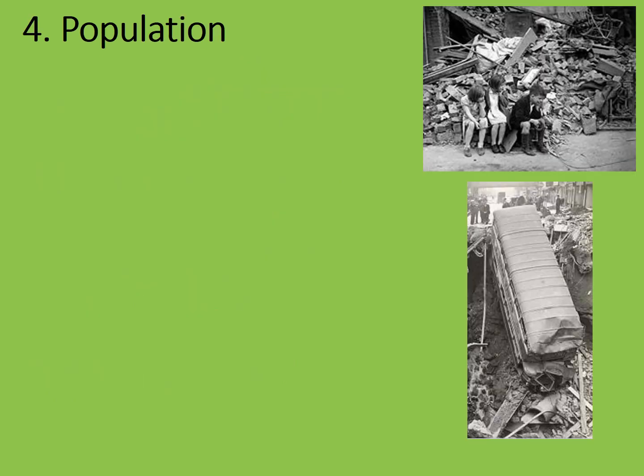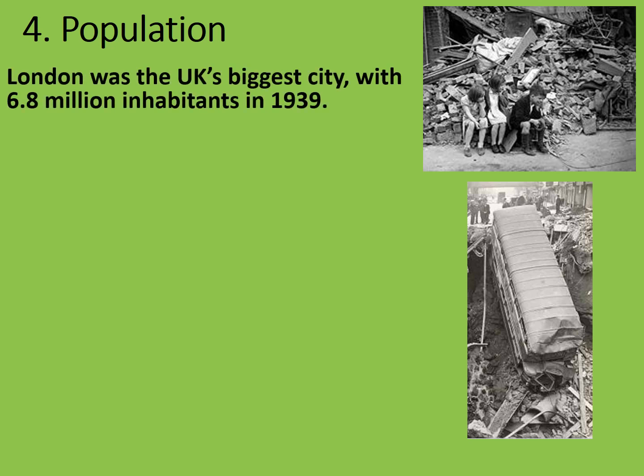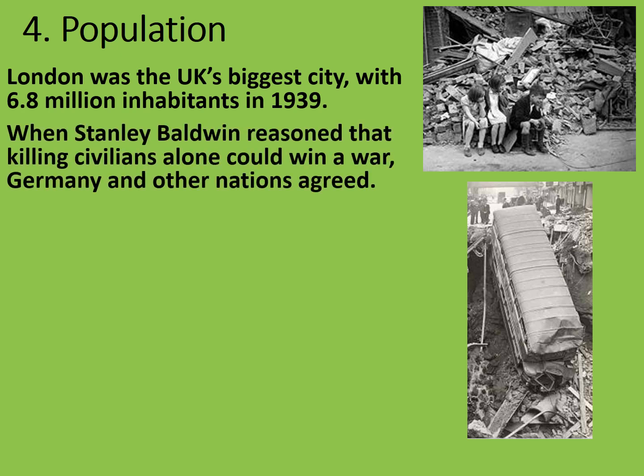Point number 4 relates to population and the people who lived in London. London was the UK's biggest city with 6.8 million inhabitants in 1939. That was a truly huge city by the standards of the day. When Stanley Baldwin, a British politician, reasoned that killing civilians alone could win a war, Germany and other nations agreed.